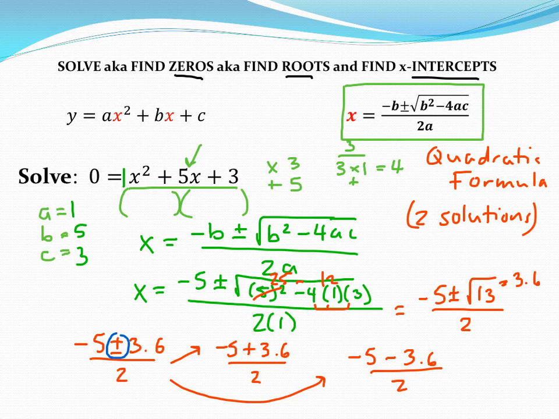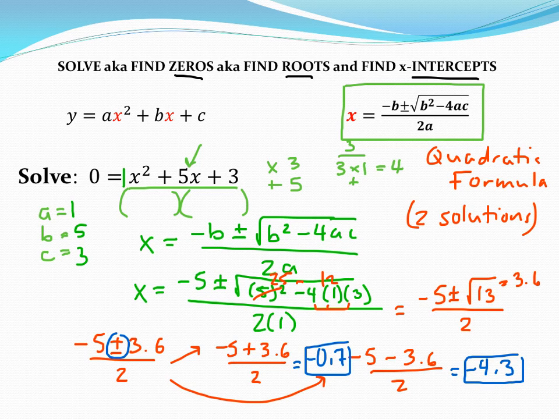Plug it into your calculator: negative 5 plus 3.6, and then you take that and divide it by 2, and that should give you, now this is rounded, an answer of negative 0.7. That's one of our solutions. Next, you plug in the second one: negative 5 minus 3.6. Notice the difference here. Then you take that and divide it by 2, and here you get negative 4.3.